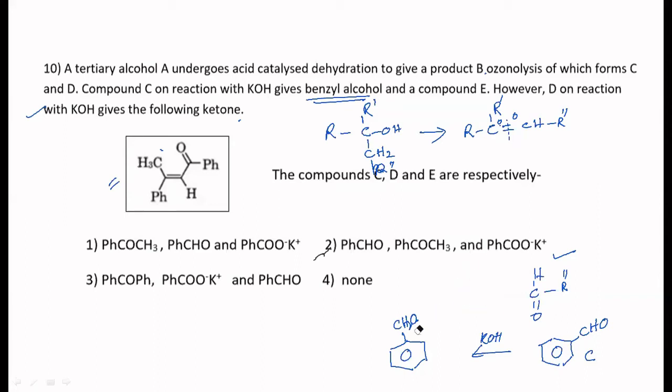Any doubt? No, ma'am. Okay. Let's say that C is benzaldehyde, and it gives benzyl alcohol and a compound E. However, D on reaction with KOH. KOH is like NaOH. This is your aldol condensation product.